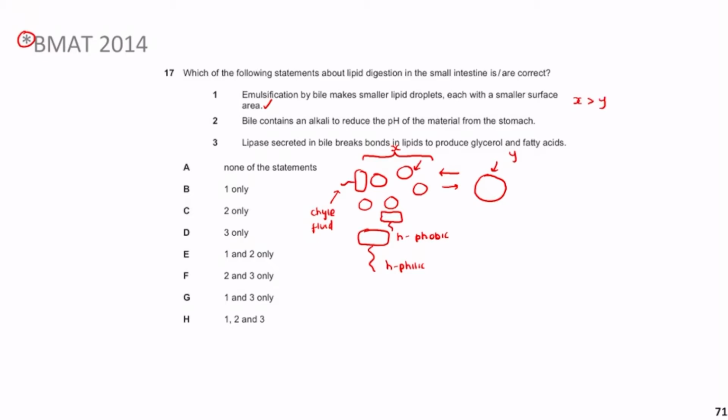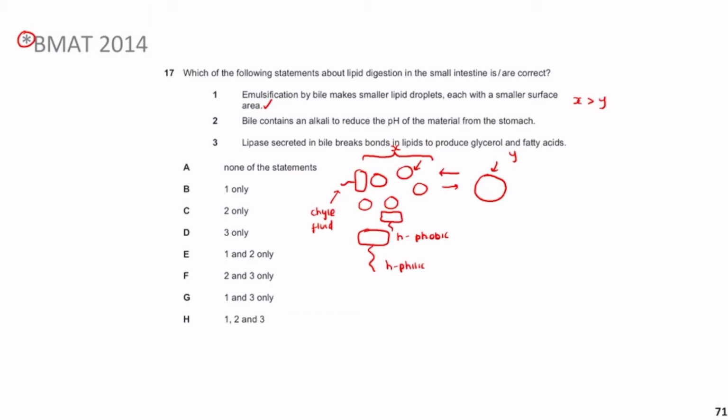Okay, and the next one says bile contains an alkali to reduce the pH of the material from the stomach. So this is actually incorrect, right? The thing which actually reduces the pH comes from the pancreatic secretion. The pancreas can secrete bicarbonate, which acts to reduce the pH of the material coming from the stomach. But that's not a function of bile.